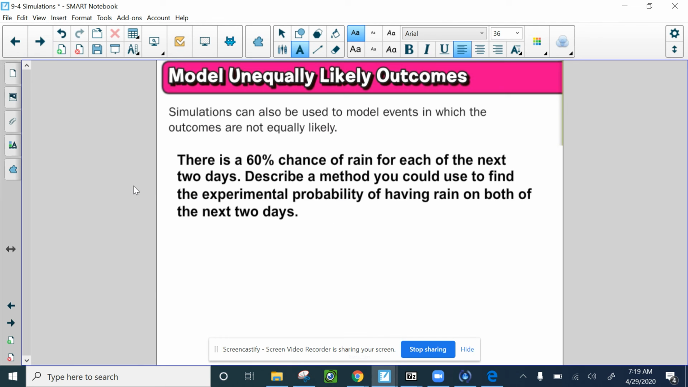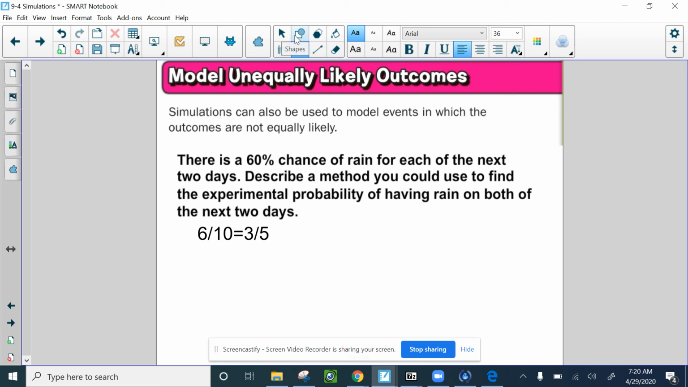Let's try one more simulation that you guys are going to design. Sometimes simulations are used to model events in which the outcomes are not equally likely. So there's a 60% chance of rain for each of the next 2 days. I want to find a method so the experimental probability of having rain on both of the next 2 days can be found. If it's 60%, I don't want things that are going to be 50-50 anymore, so a coin flip is not going to be my best idea right now. But I know that 60% is the same thing as 6 out of 10 or 3 out of 5. So I want to come up with something that's going to have a 3/5 or 6 out of 10 probability.